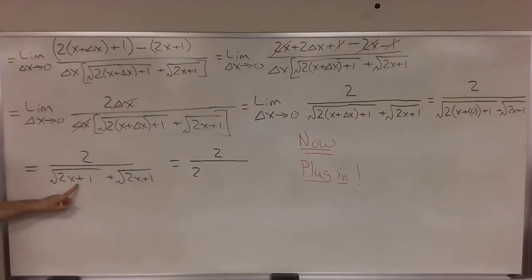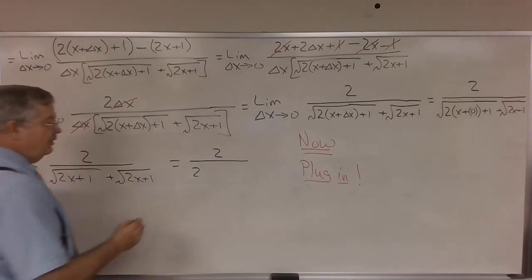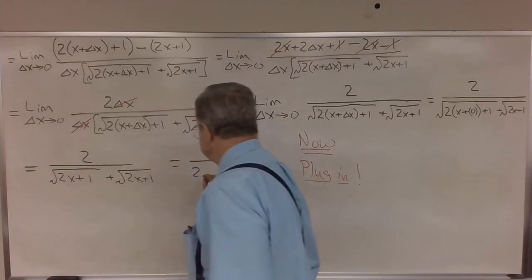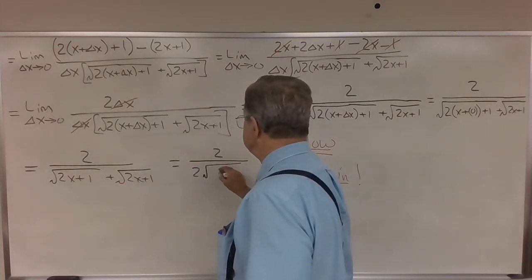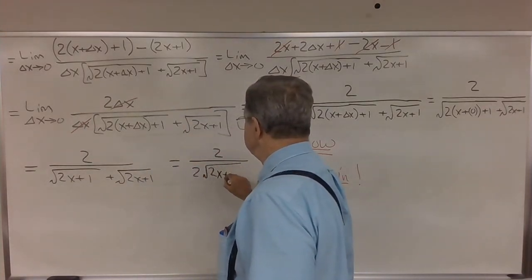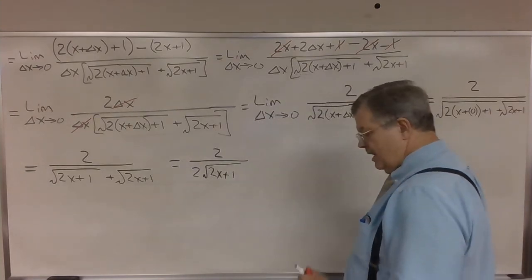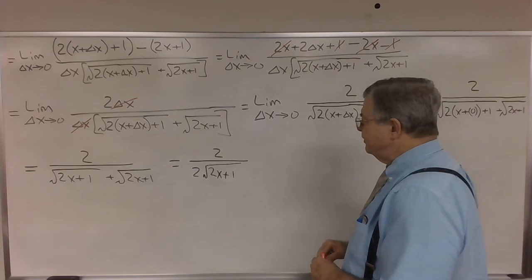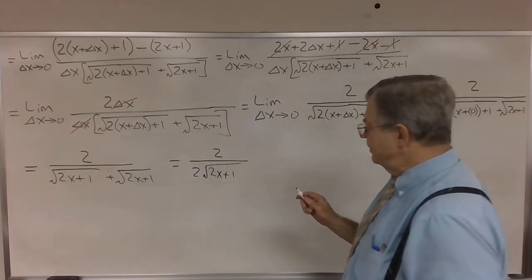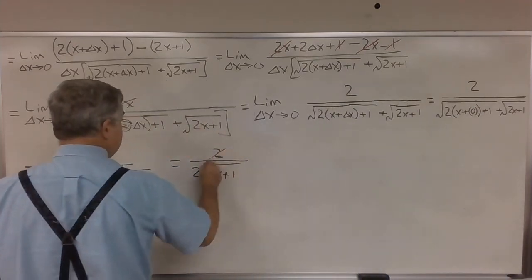So we have 2 factors of square root of 2x plus 1. So that will give us 2 square root of 2x plus 1. And just to simplify a little bit further, we'll cancel out the 2's here.